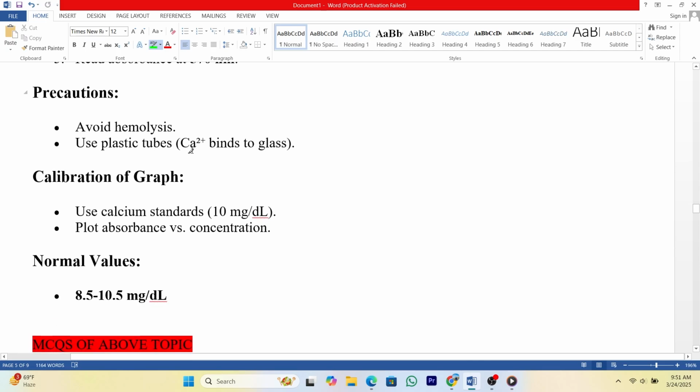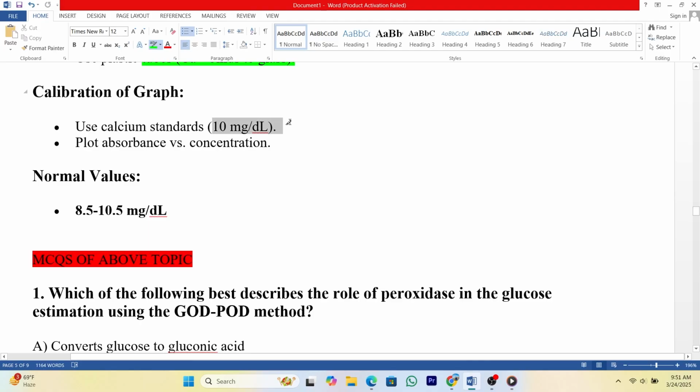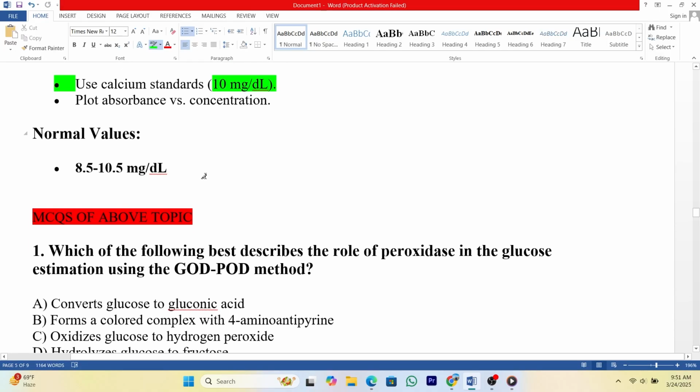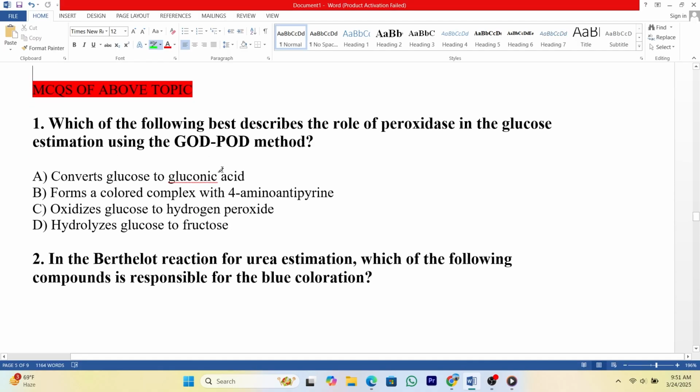Use plastic tubes, as Ca2+ binds to glass. Calibration of graph: use calcium standards, 10 mg/dl. Plot absorbance versus concentration. Normal values: 8.5 to 10.5 mg/dl. MCQs of above topic.